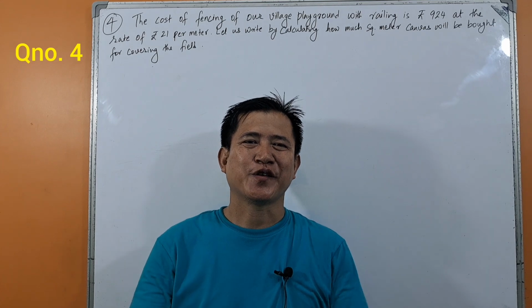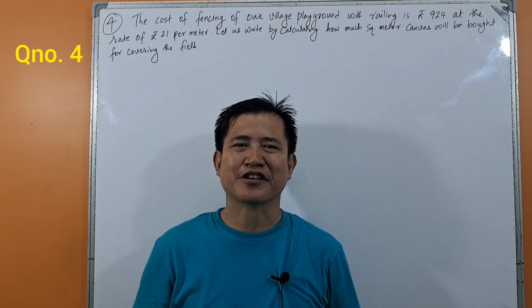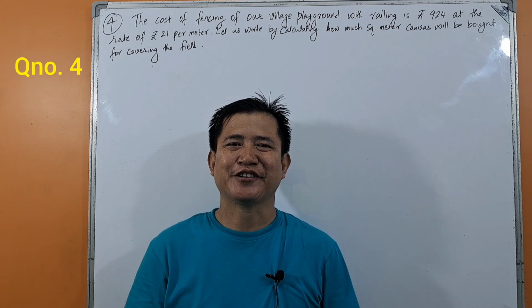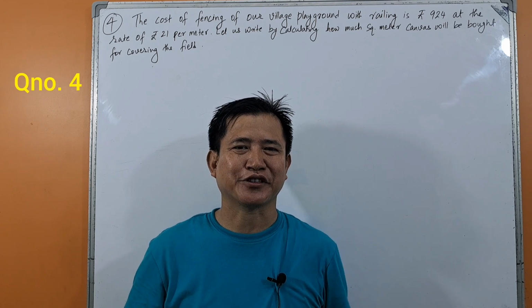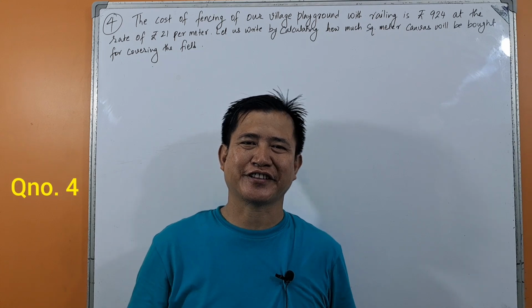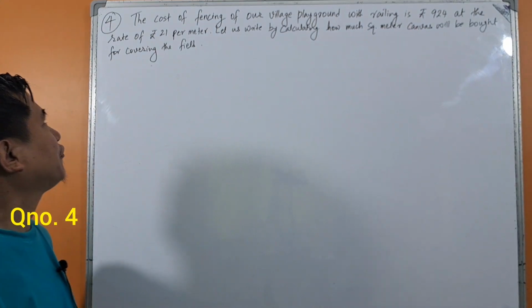Hello students, we are doing chapter 18, area of circle, from the class 9 book of the West Bengal Board of Secondary Education, and we have already completed till question number 3 in our previous video. So today we'll start right from question number 4.